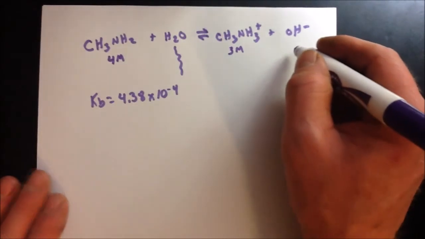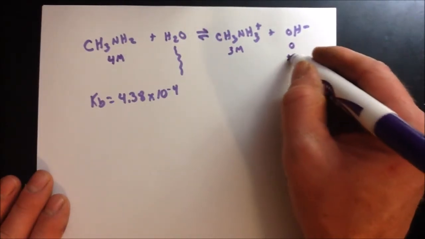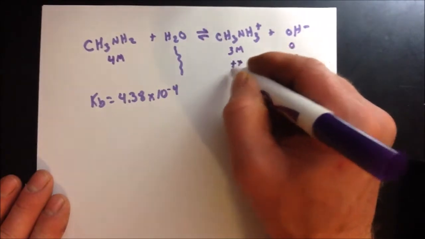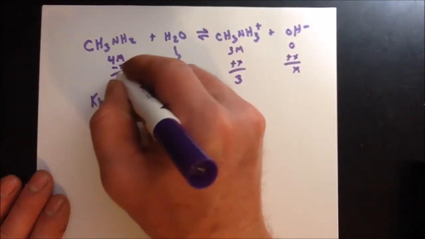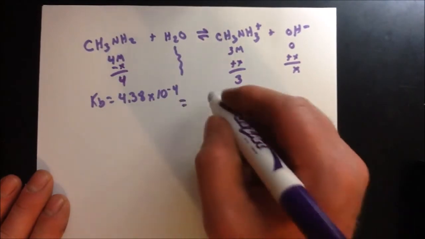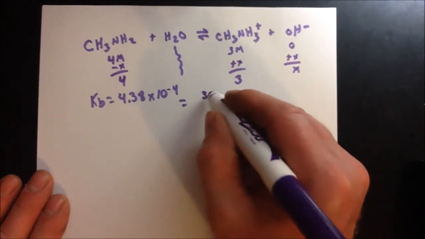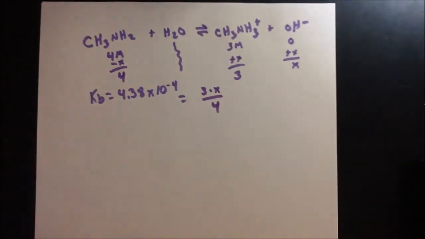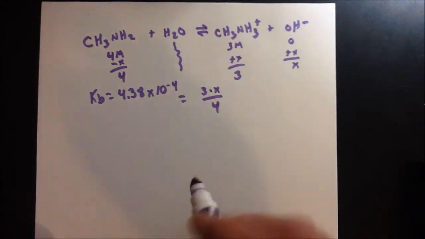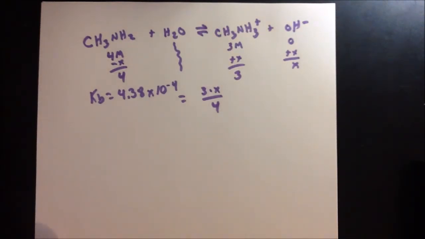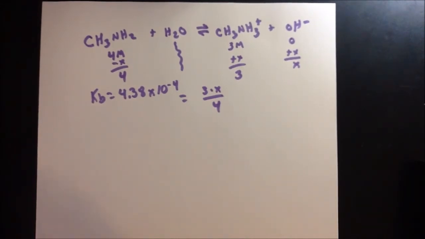If I want to find my pH ultimately, 0 here, so up by x to be x, up by x to be essentially 3, down by x to be essentially 4, equals 3 times x over 4. And now I'm ready to solve. 4.38 times 10 to the negative 4th times 4, divide by 3, and I get x is 5.84 times 10 to the negative 4, and then negative log of that value. I get a pOH of 3.23.